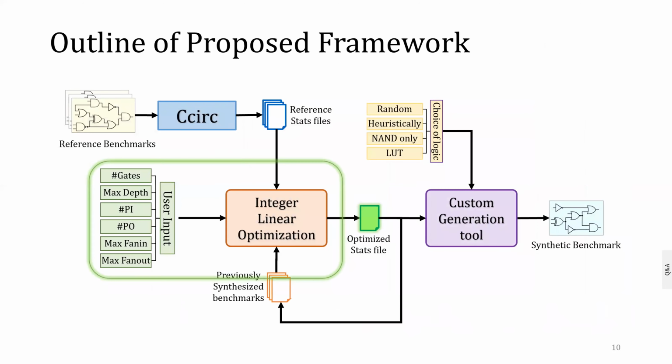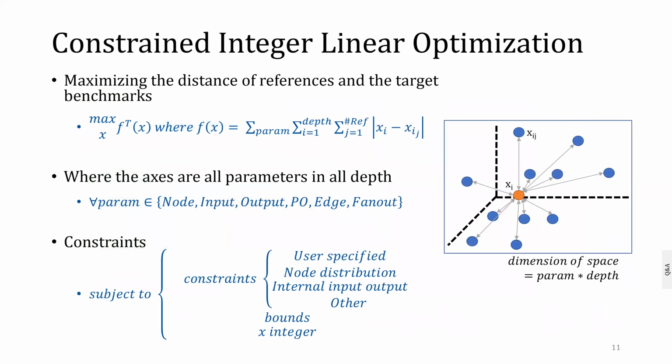So now let's move into the linear optimization part in the framework. This is the optimization equation that we use to make the synthetic benchmark as different as you can get. The first part of the equation represents the distance between the synthetic benchmark and the reference benchmark, and it is summed up for each reference benchmark. And the second part represents summing up the differences along all the axes.